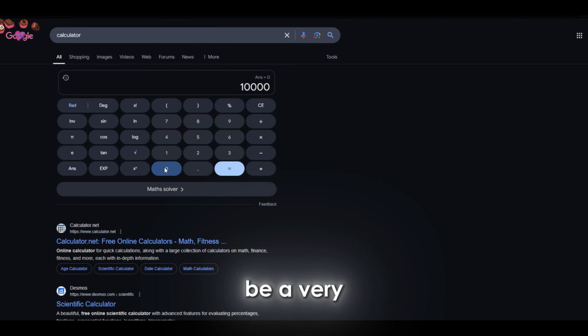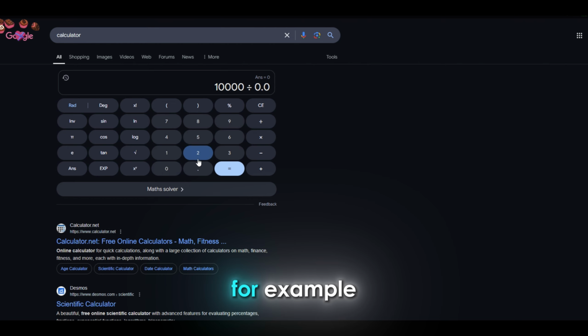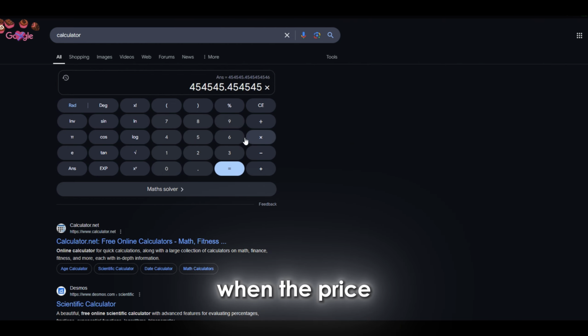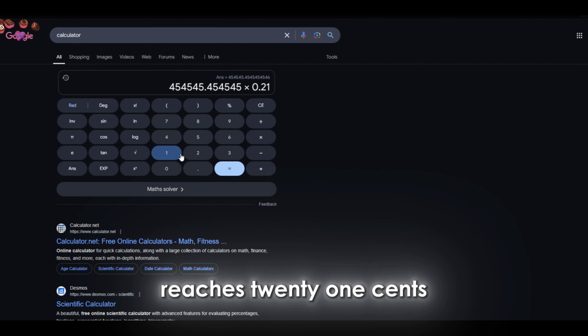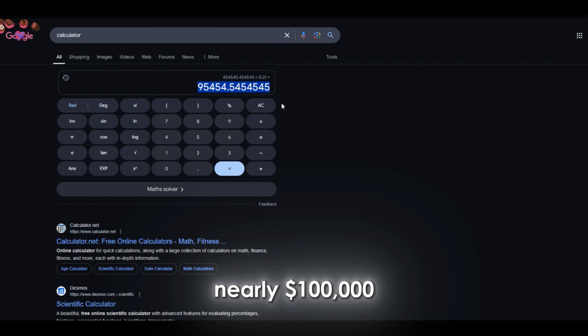It can also be a very attractive opportunity for someone with a smaller investment. For example, if you only have $10,000 and buy at the current price, when the price of XCN coin reaches 21 cents, that $10,000 investment could grow to nearly $100,000. That's a serious profit opportunity.